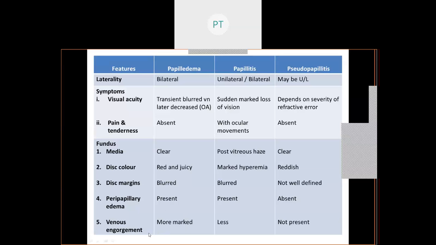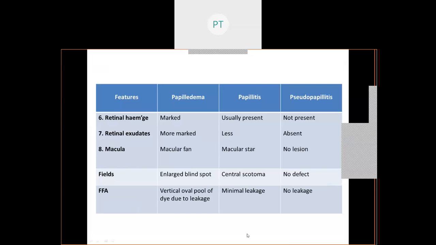Venous engorgement is more marked in papilledema, less marked in papillitis, and it is not seen in pseudopapillitis. And retinal hemorrhage is more marked in papilledema than in papillitis. It is not seen in pseudopapillitis. Retinal exudates are seen more in papilledema than in papillitis, and are absent in pseudopapillitis.